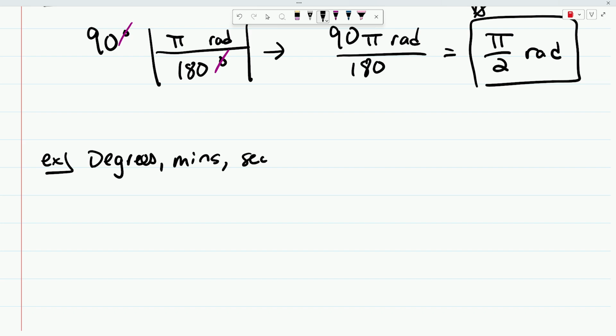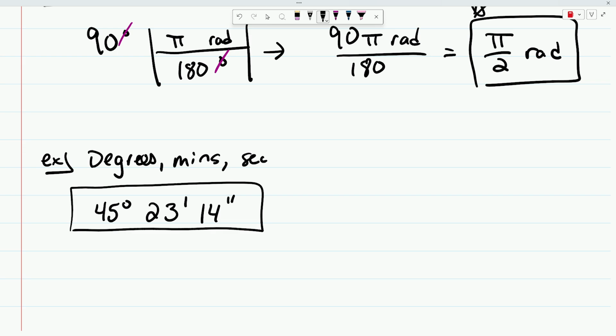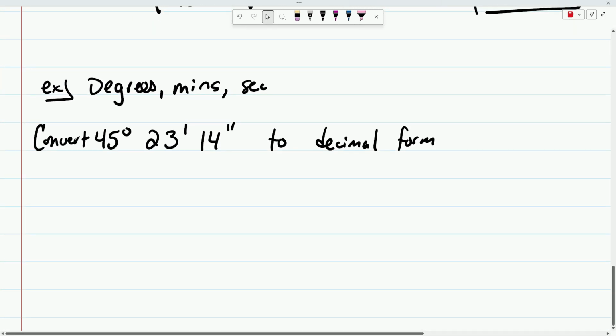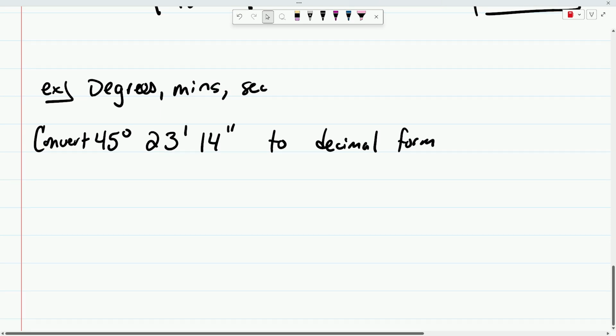So first, let me show you what this looks like. We may have an angle, and let's say this angle is 45 degrees, 23 minutes, 14 seconds. So this is the degree measurement right here. All right. And to convert 45 degrees, 23 minutes, and 14 seconds to decimal form, all we really have to do is just remember what this actually means.